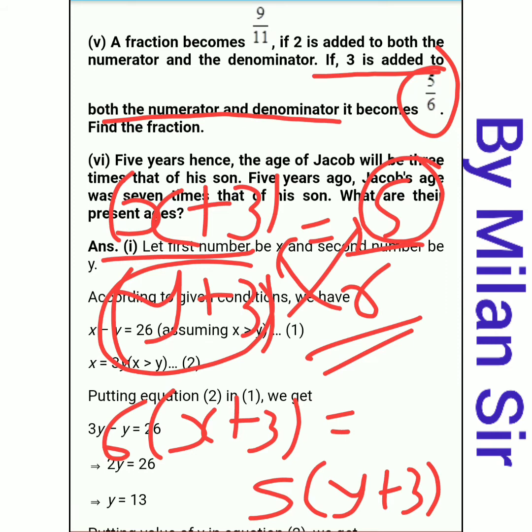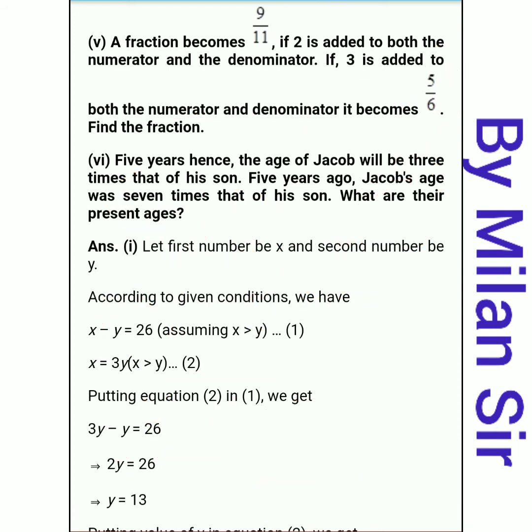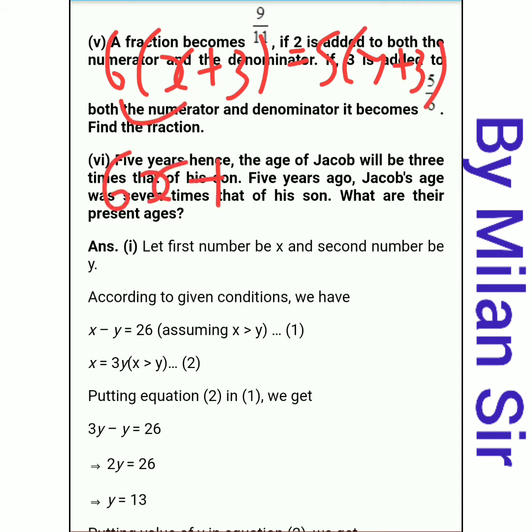We need to multiply this number with the bracket on both sides. Here, 6 into x plus 3, and 5 is equal to y plus 3. Then just do the multiplication. So 6x plus 6 into 3, it's 18, is equal to 5 into y, it's 5y, and 5 into 3, it's 15.